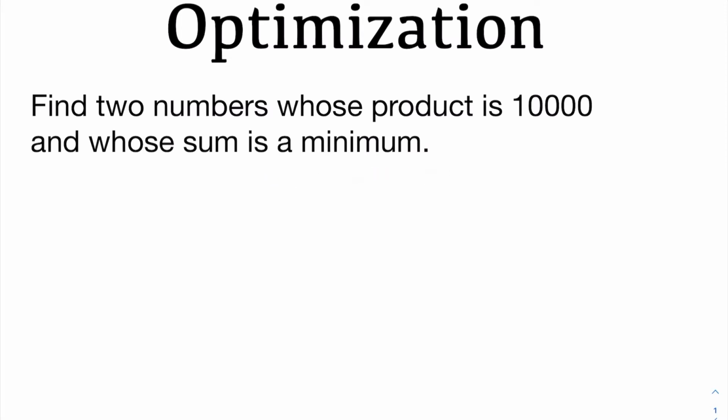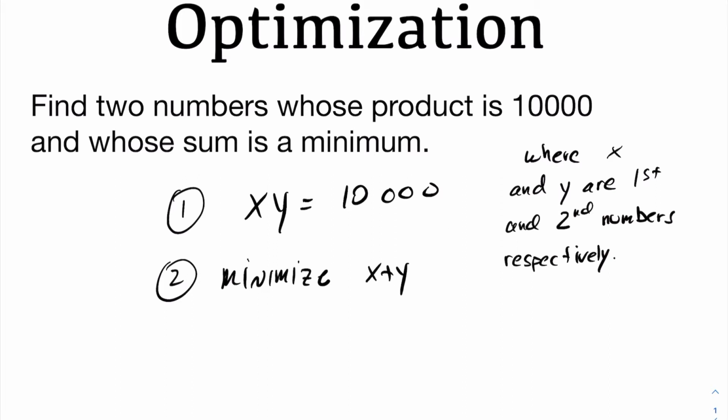So to solve this using our optimization methods in calculus, we have to set up an equation to represent both of these conditions. Equation number one will be x times y equals 10,000, where x is your first number and y is your second. And the second equation is we want to minimize x plus y. Now you can write this as a multivariable function as follows.